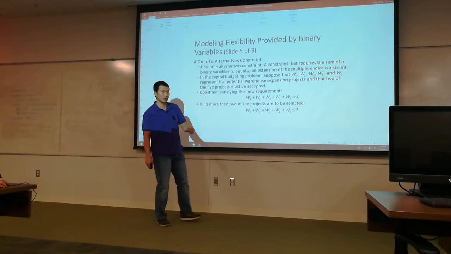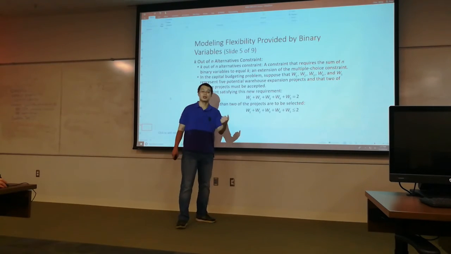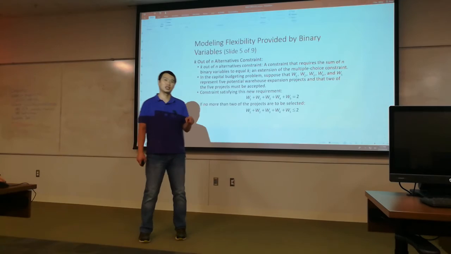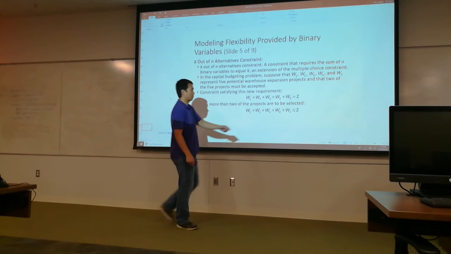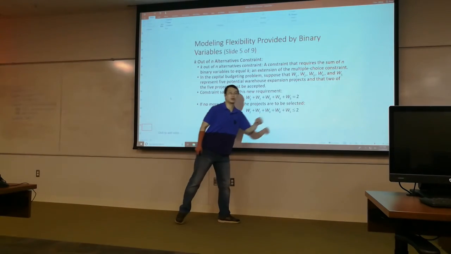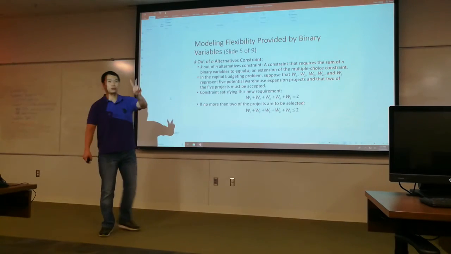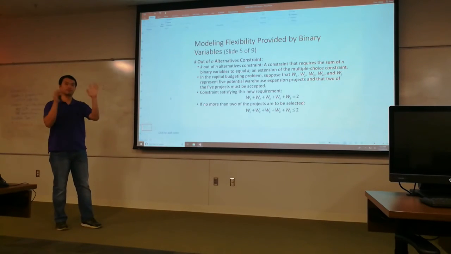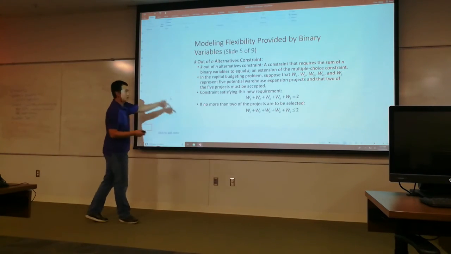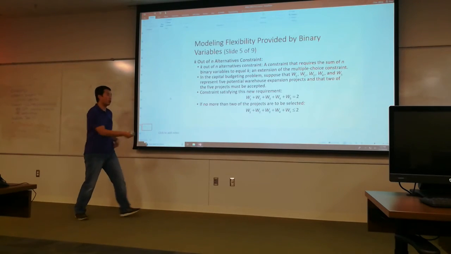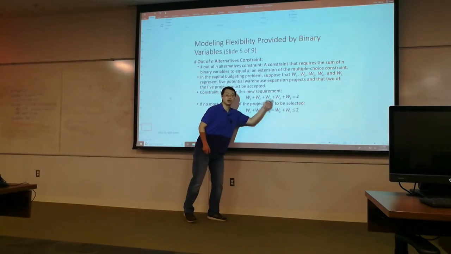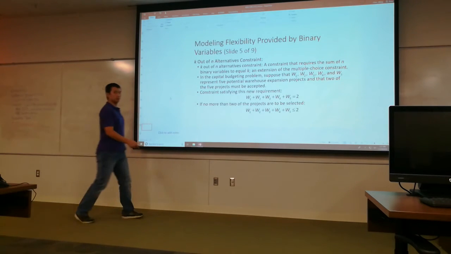Or your boss told you that your selection is up to two projects. So less than or equal to two. Or you have two projects, one project, or nothing. So different types of constraints. All of them are binary variables.